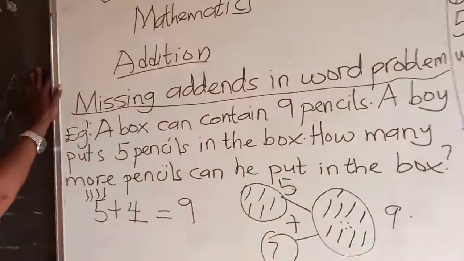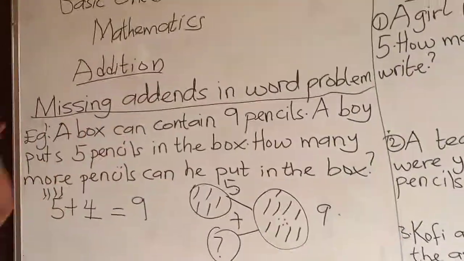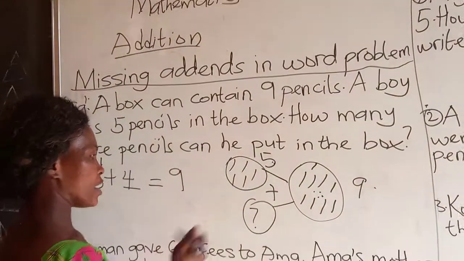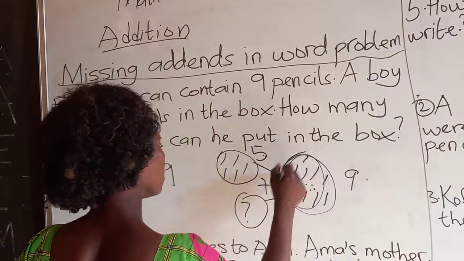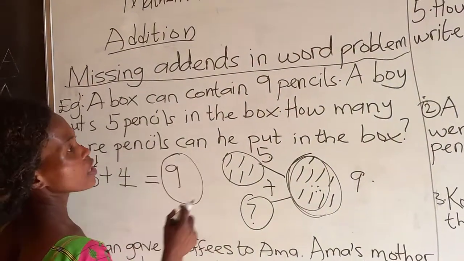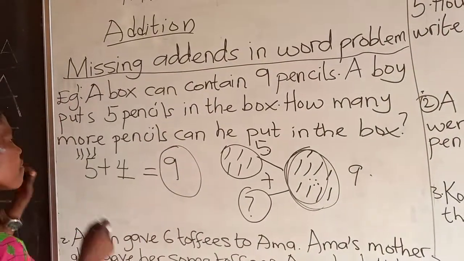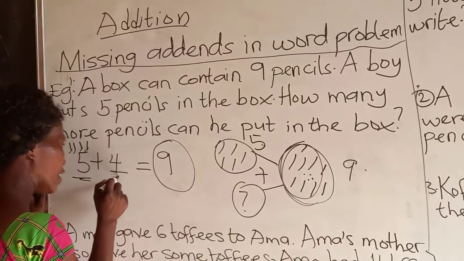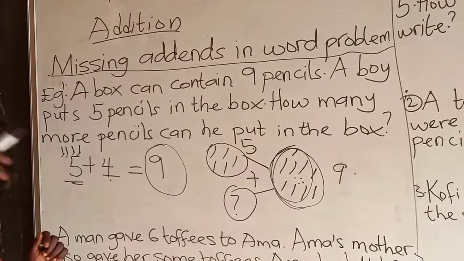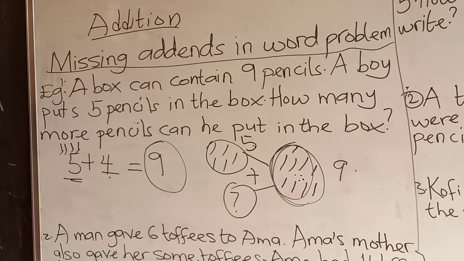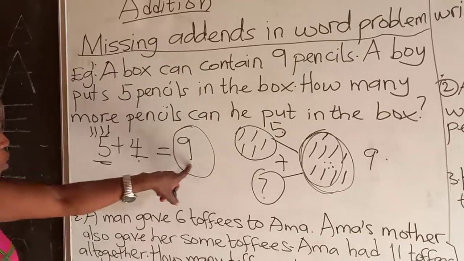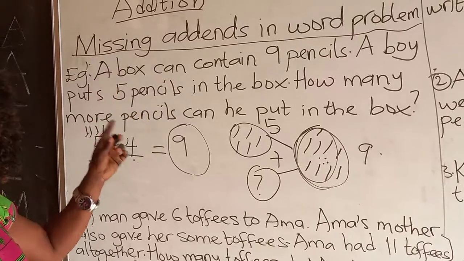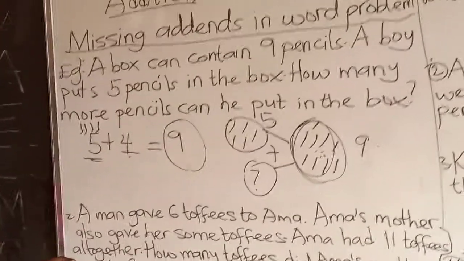Alright, so my lovely learners, what are we learning today? We are looking at missing addends in word problems. And we said a box can contain, this is the box, the total number is the box. Then a boy put in 5. How many more pencils can be put in? You have to continue counting till you get to the total number.